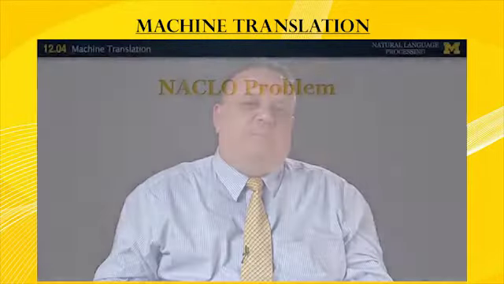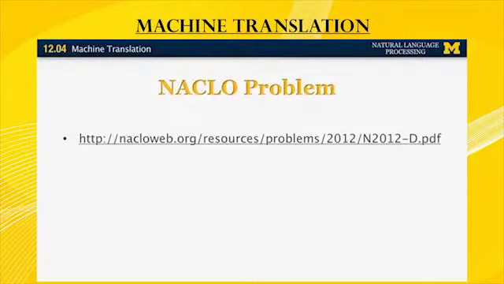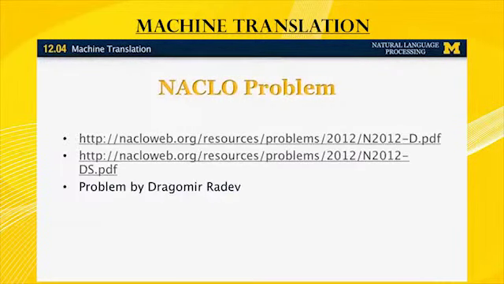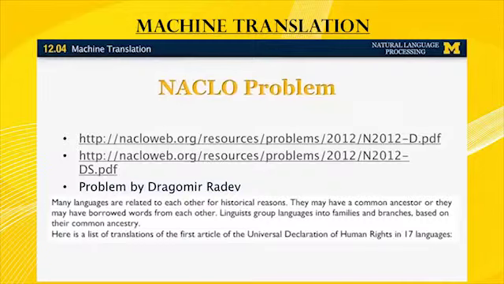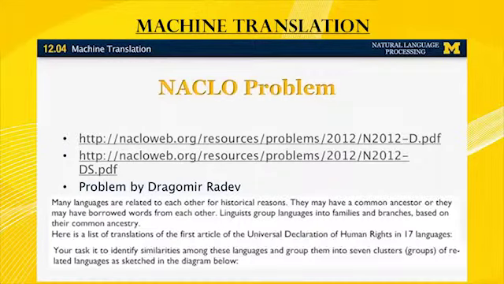But if they are not exactly the same text, they may be just what is known as comparable corpora, then sentence alignment may be much trickier and noisier. But it is still possible to use it and build translation systems purely based on comparable corpora. So here's a NACLO problem that you can download. It's about language similarity. You can see how often you can identify cognates among languages that are historically related.